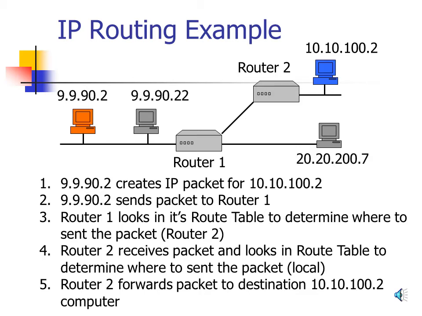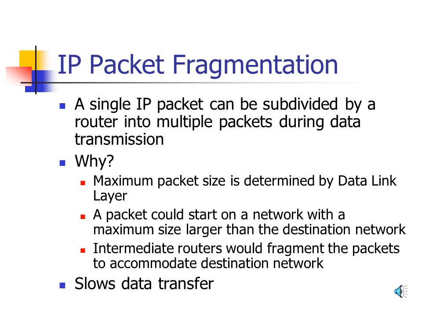IP packet fragmentation. Now, there are situations in which a single IP packet can be subdivided by a router into multiple packets during data transmission. To understand why this happens, let's talk about maximum packet size. Now, the maximum size of a complete packet or data frame is determined by the data link layer. This would be Ethernet or token ring.